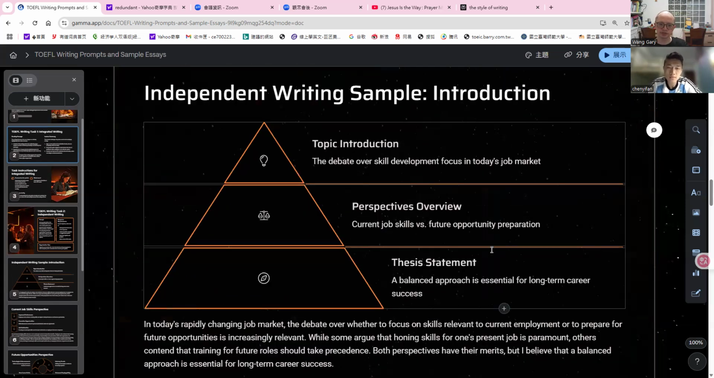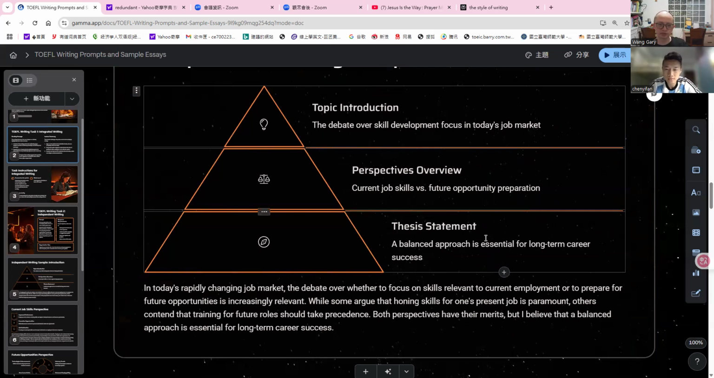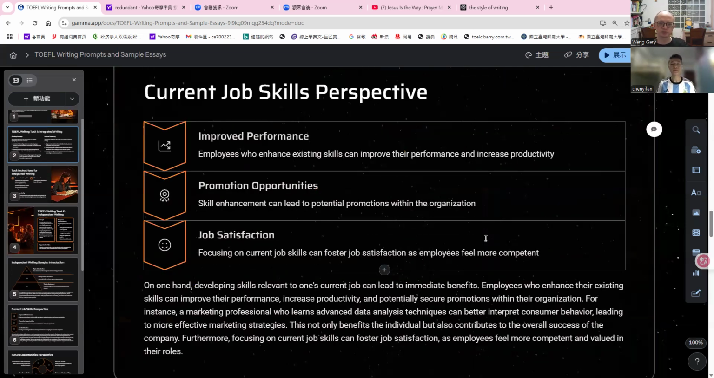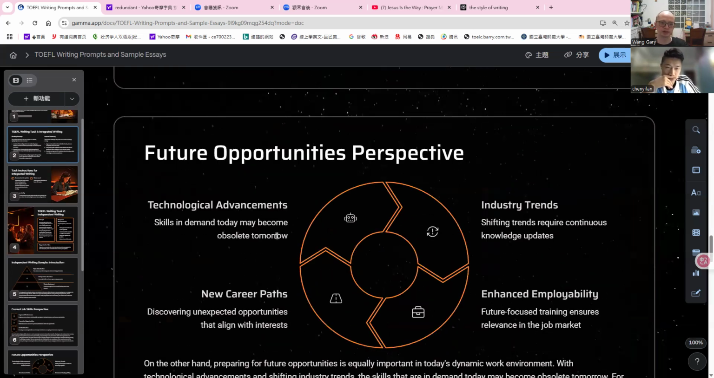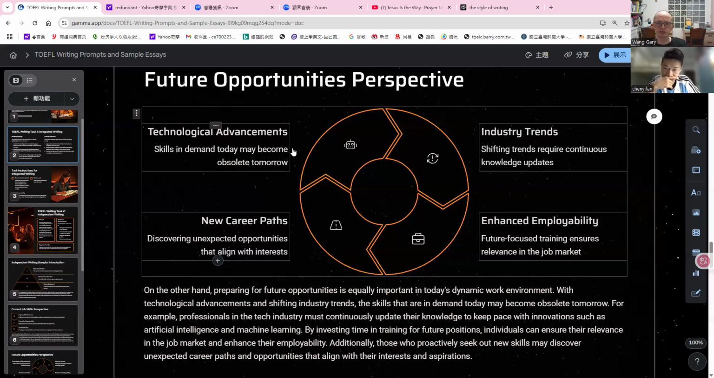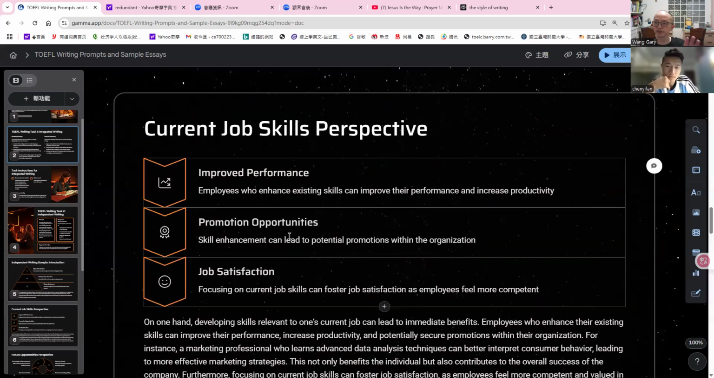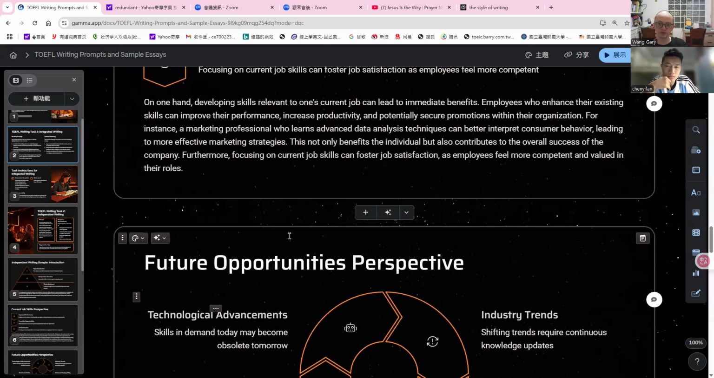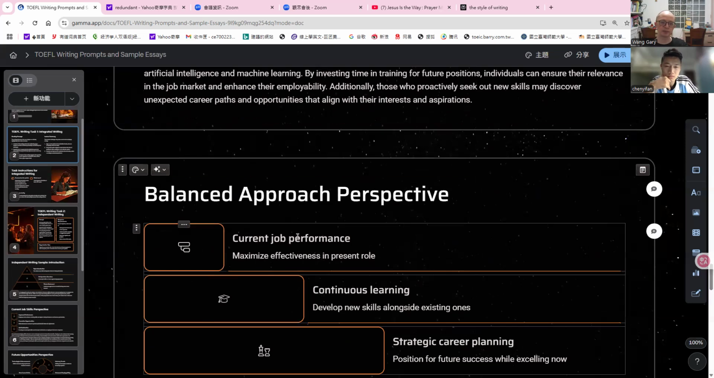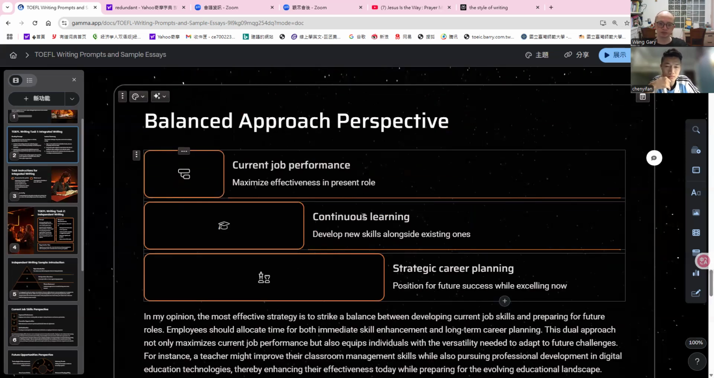Okay, topic introduction, perspective overview, thesis stem. I think you can read these pages by yourself. Currently, job skills perspective: improve performance, promotion opportunities, job satisfaction. Three key points. Future opportunities perspective: technological advancement, industry trends, enhance employability, new career path. So they are two different views, right? Two different viewpoints, opposite viewpoints, balanced viewpoints, current job performance, continuous learning, strategic career planning.